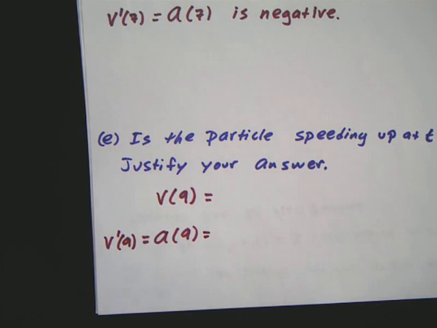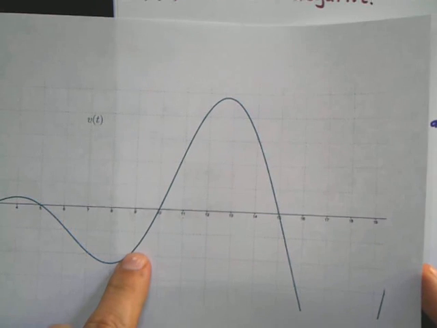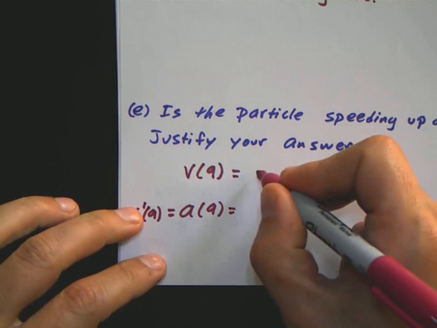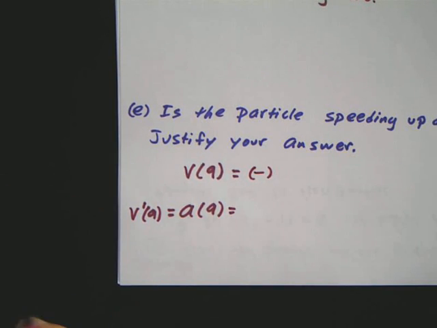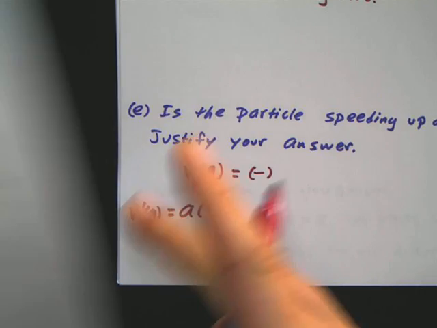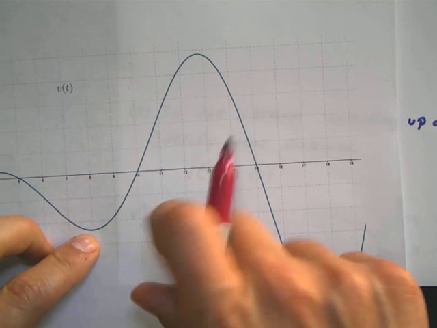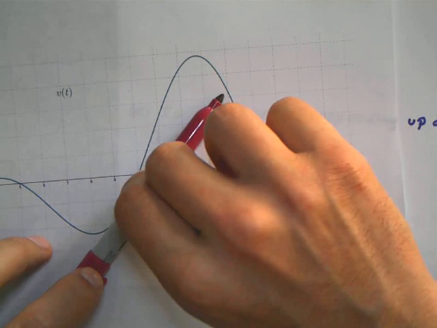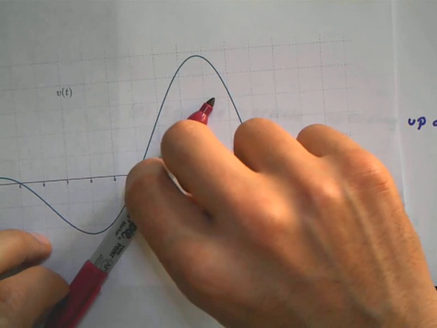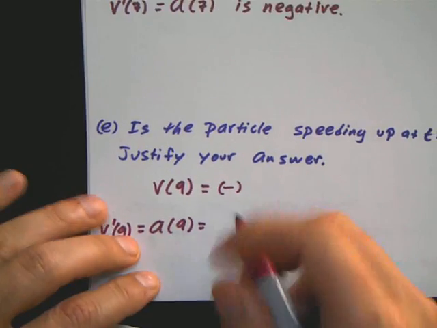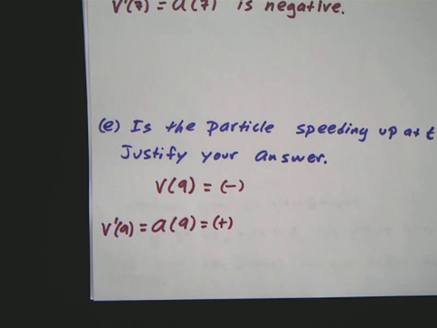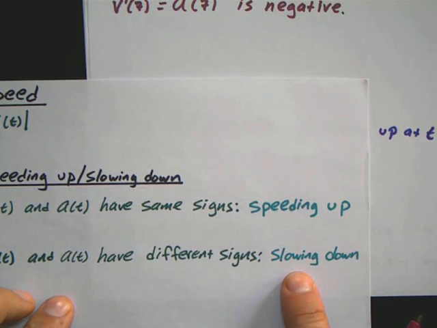Graphically, the velocity at 9 is underneath the x-axis, so this is going to be a negative velocity. Then the acceleration again is the derivative, so I have to measure the slope of this graph through 9. Just like before, I lined up my marker here, and the tangent slope would be positive at 9. So it's going to be a positive value. And since the signs are not the same, the particle would actually be slowing down.